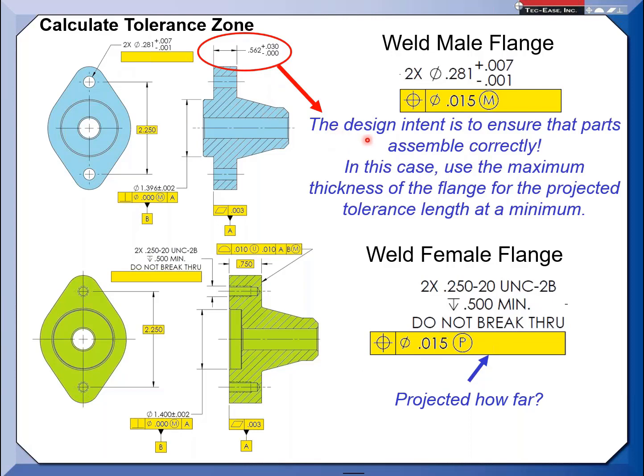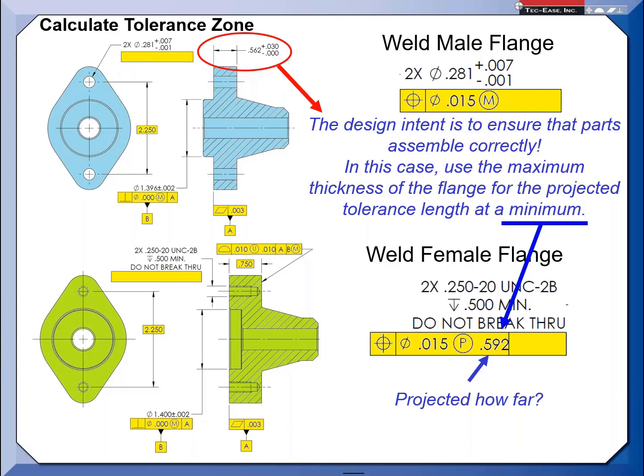Well, the design intent is to ensure parts assemble correctly. So in this case here, use the maximum thickness of the flange for the projected tolerance length at a minimum. So typically, if you came up here, I got a nominal value of 0.562, then add on the thickness here. So put the minimum in here. So inspection, at a minimum, they have to do it. If they want to project it out further, okay. This is a minimum requirement that you need to do here. Some people here just went and did 0.6. At least you're further, and that'd be okay. But here, this just really states what the minimal requirement is that they need to do in this case.